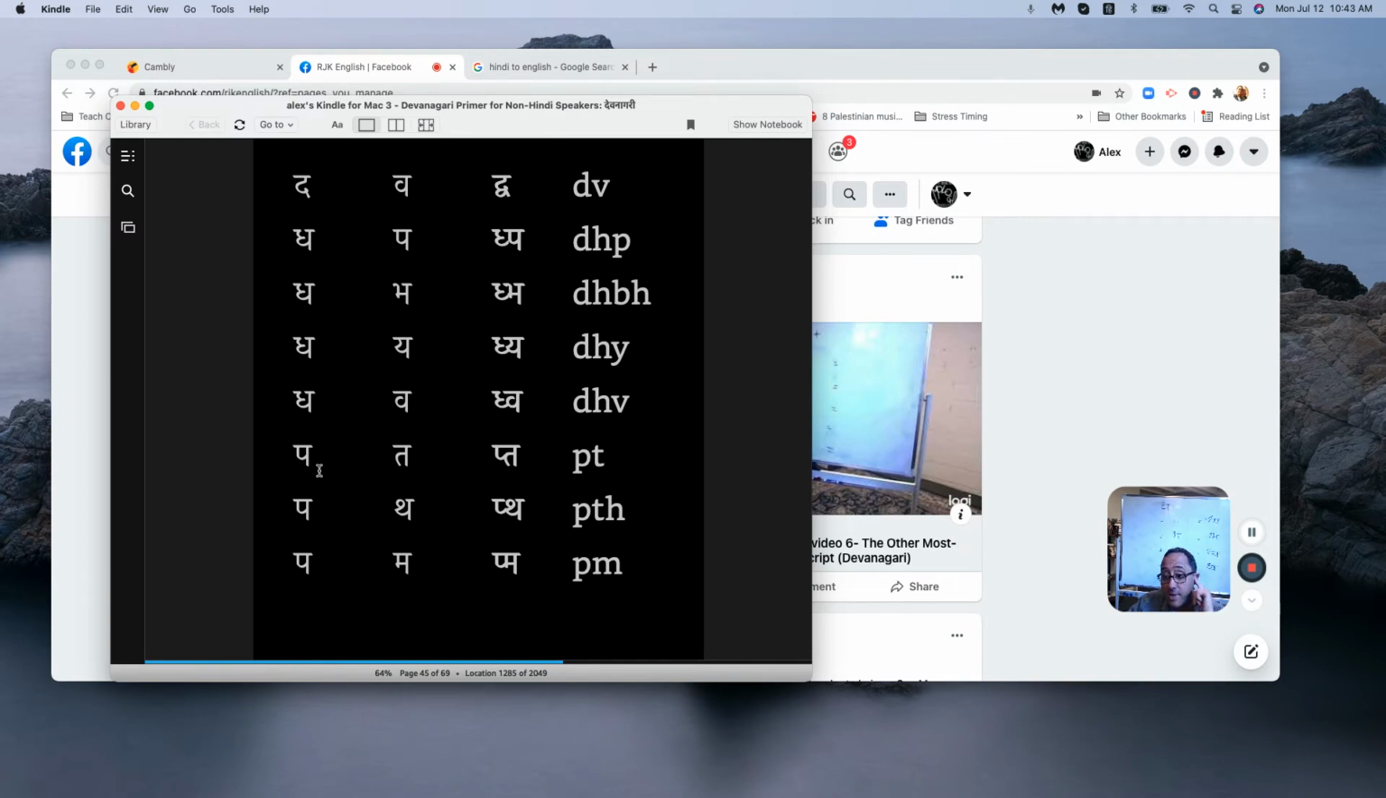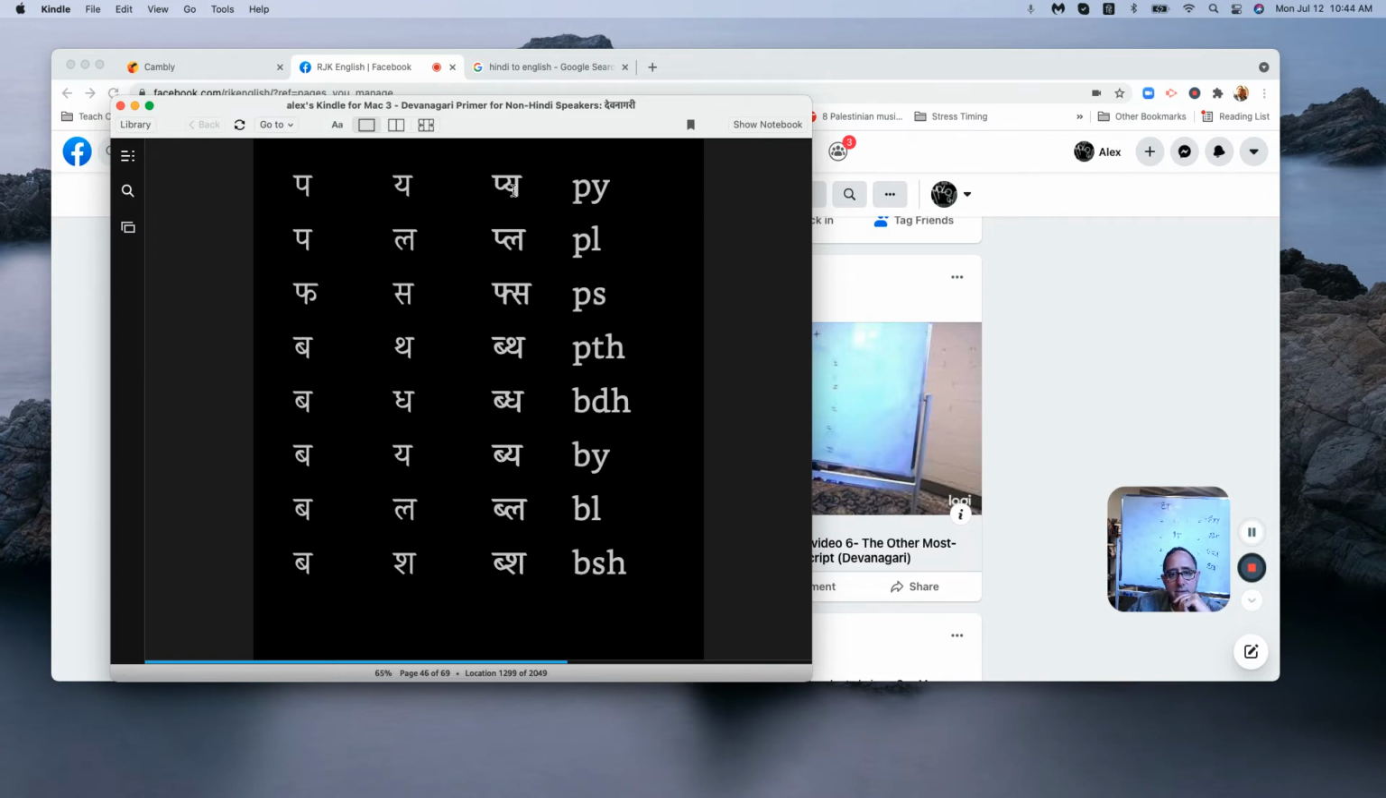Okay, now going on to pa. This again is pretty straightforward. Use the first part of the pa, add it to the ta, pta. But ta, that's the aspirated th, pma. First part of the P, then make the M.